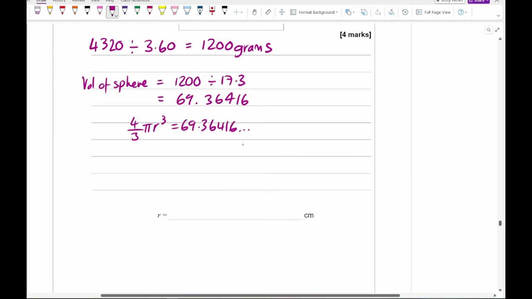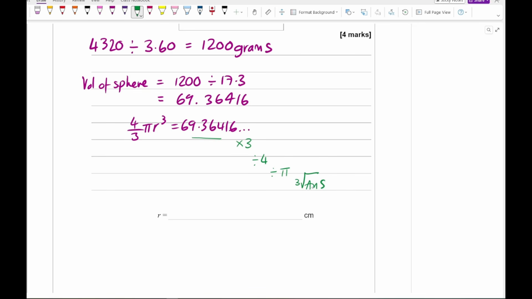So first thing I'm going to do to this number is multiply it by 3, then I'm going to divide by 4, then I'm going to divide by pi, and then I'm going to cube root the answer.